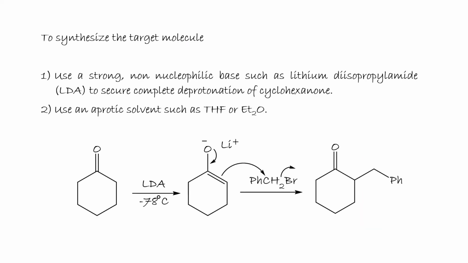To synthesize the target molecule, the student should use a strong non-nucleophilic base such as lithium diisopropylamide, LDA, to secure complete deprotonation of cyclohexanone. Use an aprotic solvent, tetrahydrofuran or diethyl ether, to perform the second step. So ensure that the enolate will not be protonated.